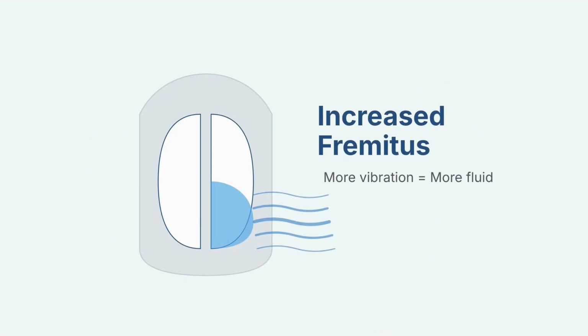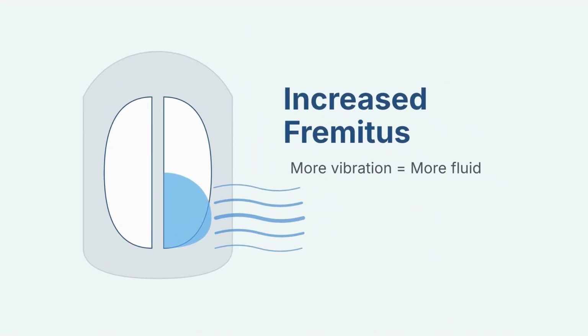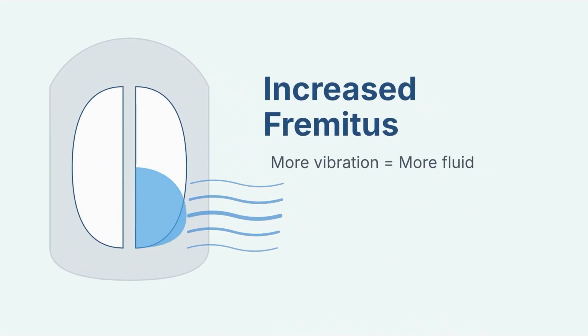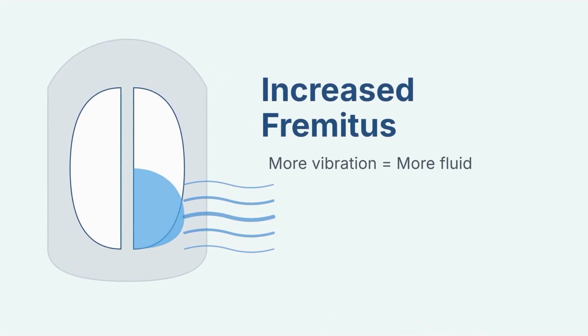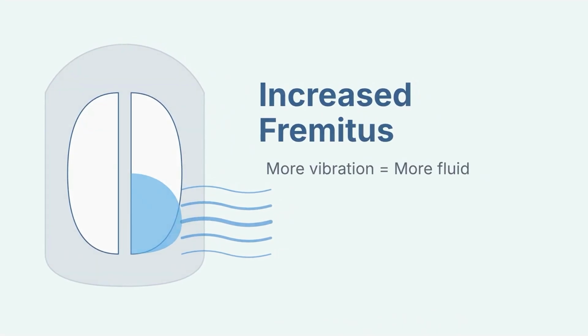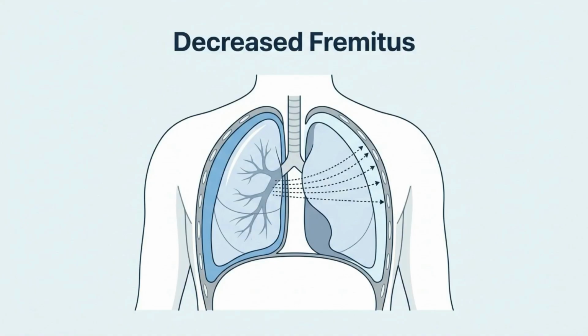Now let's flip it. Imagine a pneumothorax. Air collects in the pleural space. Or imagine a pleural effusion. Fluid collects outside the lung. Now those vibrations have trouble reaching your hand. The result is decreased fremitus. And this is why I don't memorize random findings anymore. I ask one question: what is happening to the vibration? Once you answer that, the assessment finding usually makes sense.